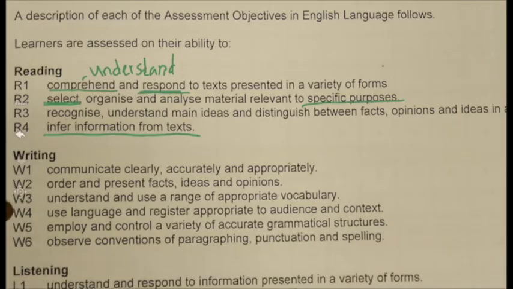Of course, there's writing. You can look at those assessment objectives, 6 of them. Communicate clearly, accurately, and appropriately, order and present facts, ideas, and opinions, understand and use a range of appropriate vocabulary. All right, so these are different assessment objectives which you mainly apply for your paper 2, which is your continuous writing.